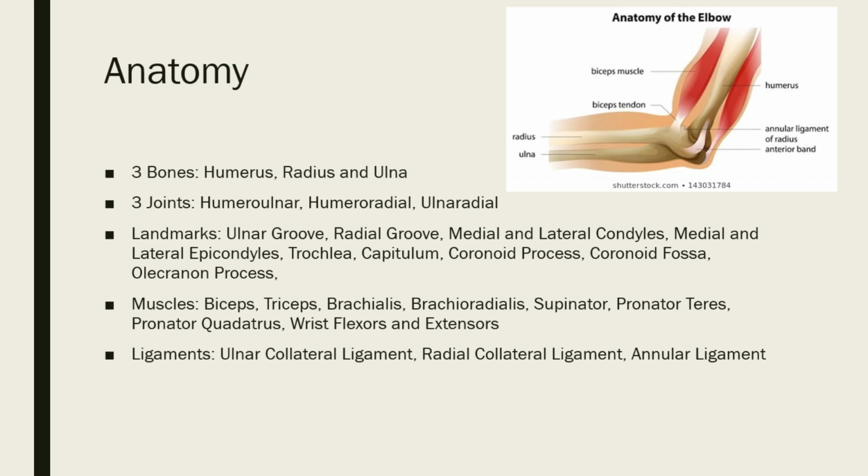There are many landmarks, like the grooves, the condyles, epicondyles, trochlea and capitulum, coronoid fossa and process, and the olecranon process. Different muscles you see are the biceps, the triceps, brachialis, brachioradialis, supinators, pronators, and your flexors and extensors. And you have your three big ligaments: the UCL, RCL, and annular.